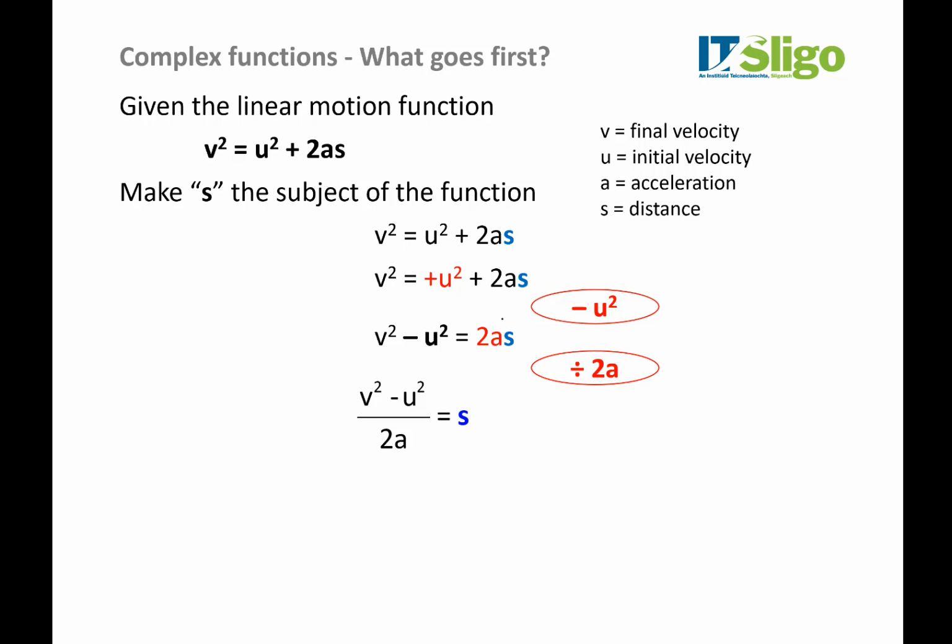We could say express s in terms of the other variables. That's another way. I knew there was another way I hadn't discussed. Always write our subject on the left, and there we have s is equal to v squared minus u squared all over 2a. So it's a very important skill, guys, as a scientist, to be able to manipulate a function to express any variable we want in terms of all the other variables.